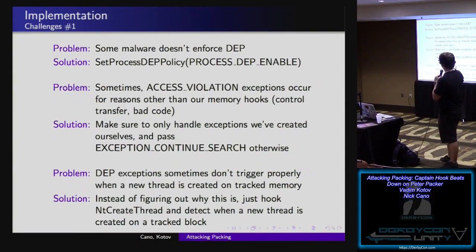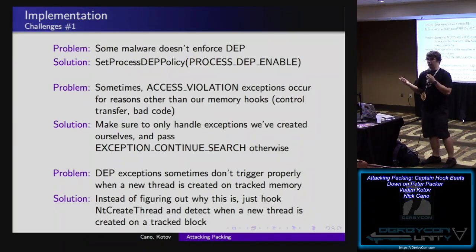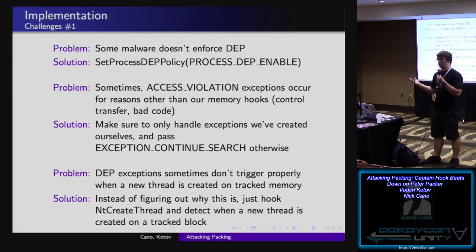Okay, another problem we ran into is sometimes access violation exceptions just occur. The malware could be terrible, there could be a bug in the malware, it could be using it to transfer control flow. There's a bunch of reasons why access violations occur. And the first iteration of our vectored exception handler just wasn't handling this well. So sometimes it would see an access violation that wasn't due to one of our memory hooks and get confused, and it would cause the malware to brick. It wouldn't run or whatever. So we had to deal with that and make sure to only handle exceptions we've triggered ourselves.